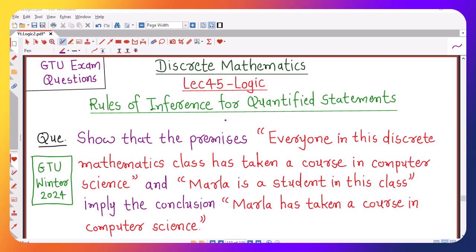In this lecture also we will discuss one question on rules of inference for quantified statements, and we are discussing how we can show that a given argument which involves quantified statements is valid or not. For that we have discussed rules of inference for quantified statements in lecture number 44. If you have not seen that lecture, you can watch it first, and then only you will be able to understand this lecture.